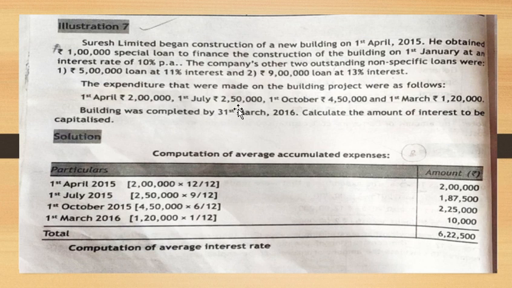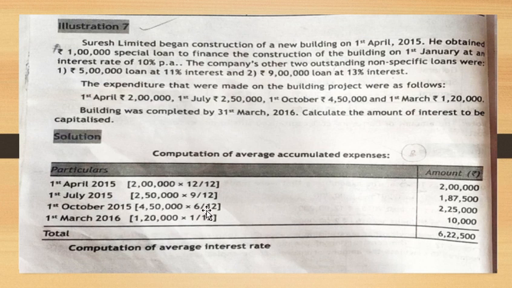Next, on 1st July, 2 lakh 50,000. This amount was used from the month of July. So July, August, September, October, November, December, January, February and March, which is utilized for only 9 months, into 9 divided by 12, which will give you 1,87,500.